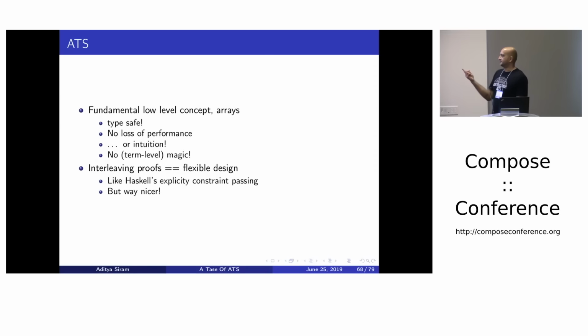So in Haskell, you have this, right? You have explicit constraint passing. You can bring in constraints manually via a function. But that's a hack, and this is way nicer. And that's actually a pretty good hack. It works pretty well, like in real code. But I would much rather have this than that. But just this part, not ATS. Please don't put ATS into production.